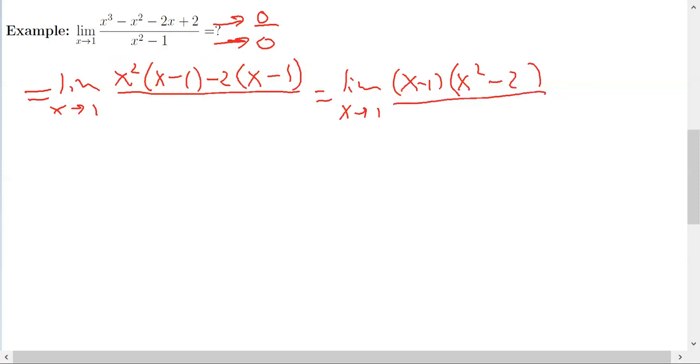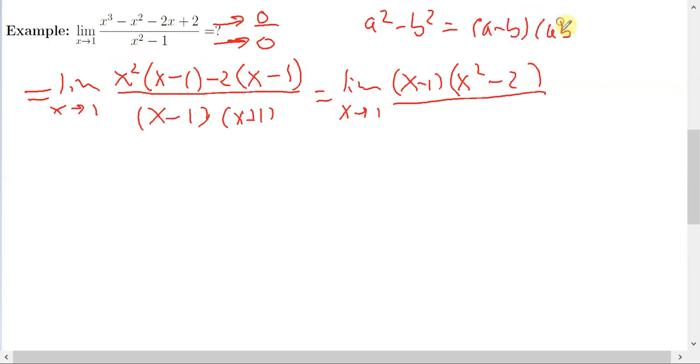So I can factor that by a process called factoring by grouping. And this bottom is a difference of squares. Just like we have a sum and difference of cubes, we do have a difference of squares. It factors as x minus 1, x plus 1. You may remember a squared minus b squared, a minus b, a plus b. Oops, a plus b.